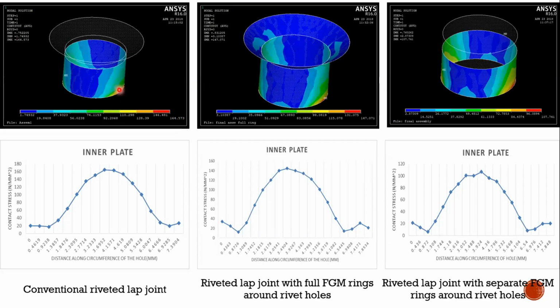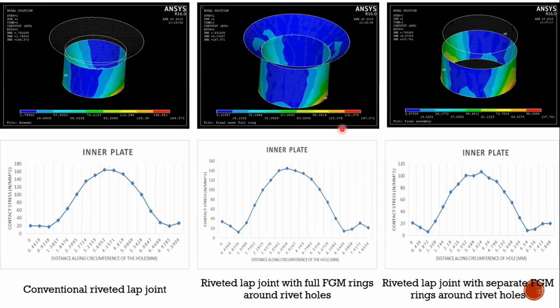And once we introduced our FGM rings, entire full FGM rings inside those rivet holes, instead of going for separate rings, we can just go for a full ring, and then we can press a rivet. And then we saw there is a reduction in the stress that is concentrated at these particular points of these contact surfaces.